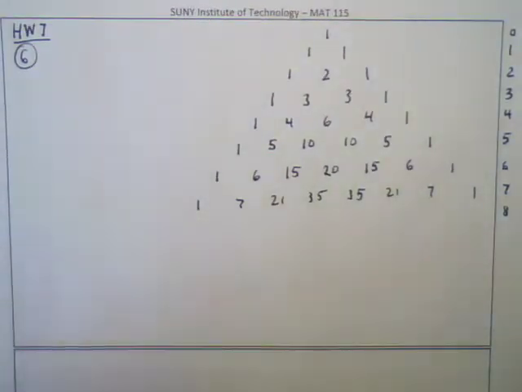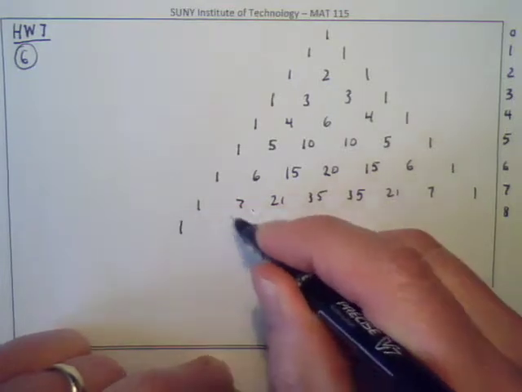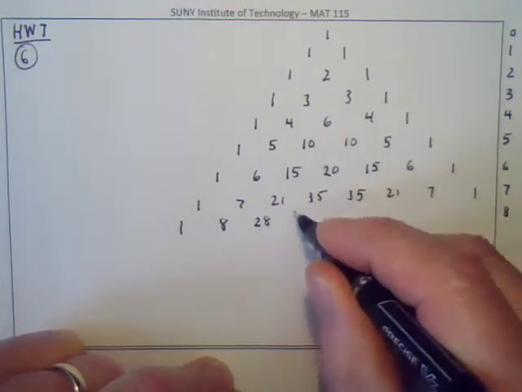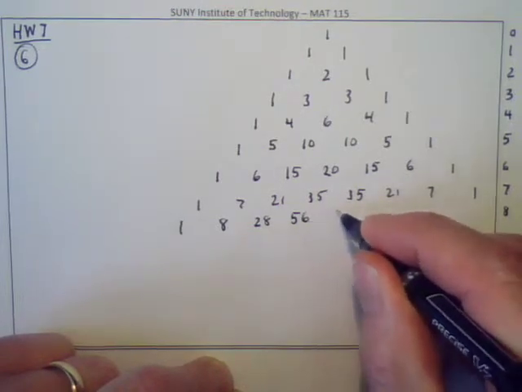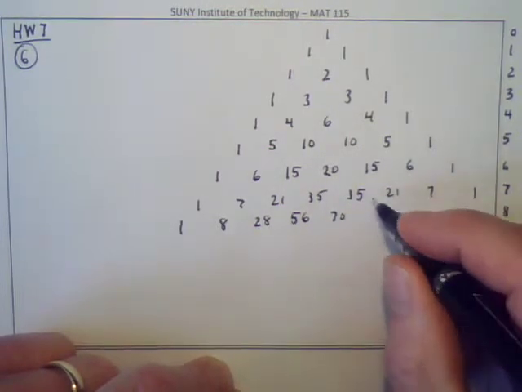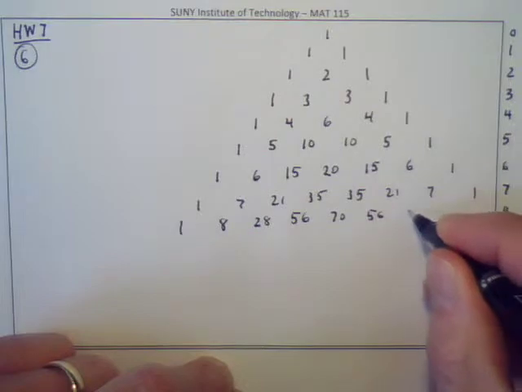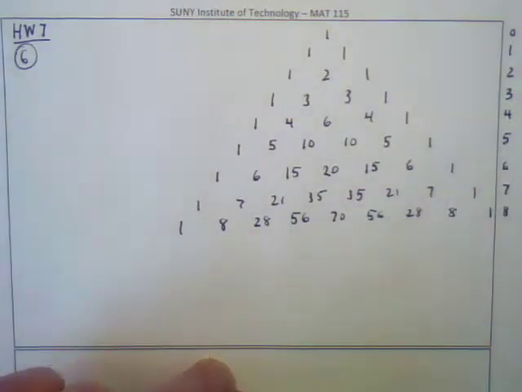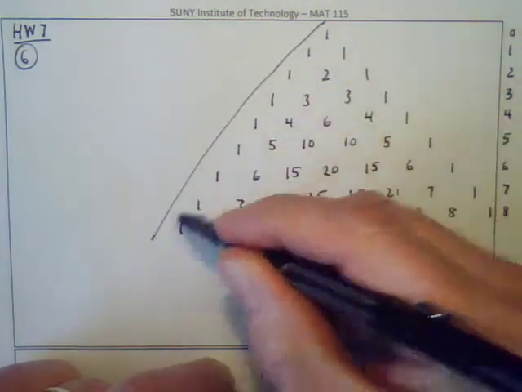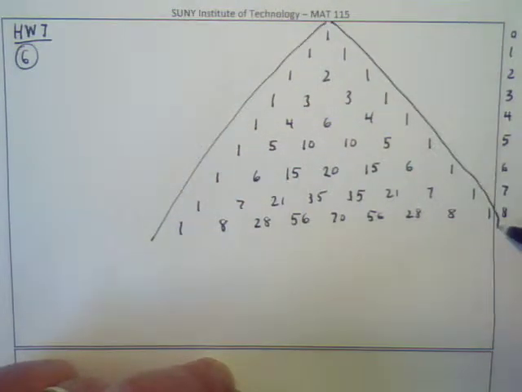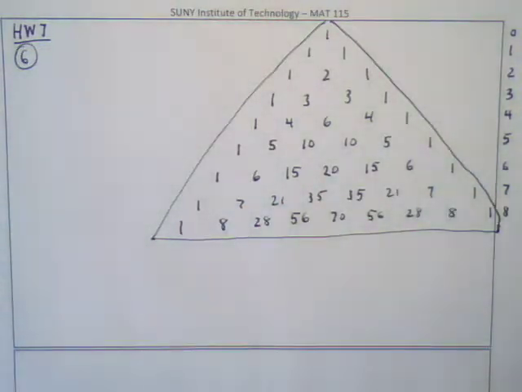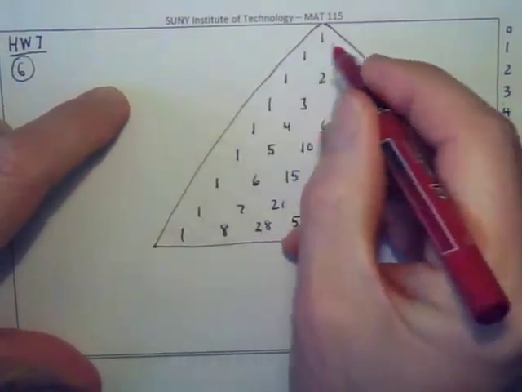Sorry about that. And so row 8 has a 1, 8, 28, 56, 70, 56, 28, 8, and 1. Okay, so this is Pascal's triangle through row 8. And what it asks us to do is to sum these rows. And so I'll do that over here to the left.